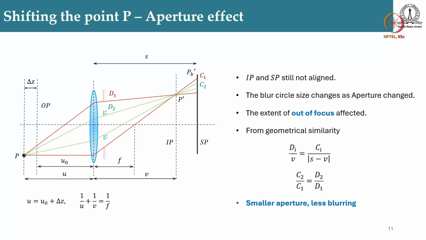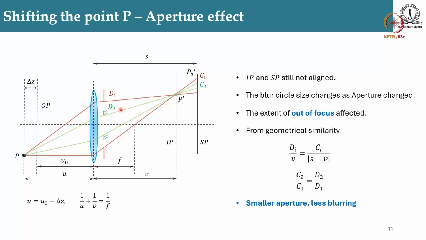Now with the same previous configuration, let us see the effect of aperture size on the blur circle. Here you can see that there are two aperture sizes that we have considered for the same configuration, where the particle has an offset from the object plane. In the first case, the aperture diameter d1 is larger. If we trace these lines, which represent the rays of light, you can see that it leads to the formation of a blur circle of diameter c1.